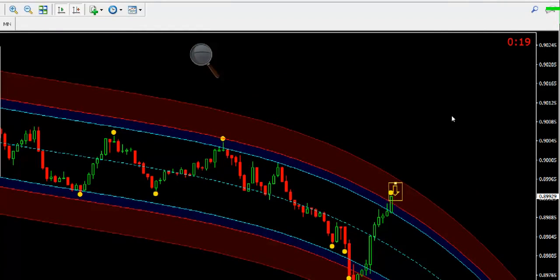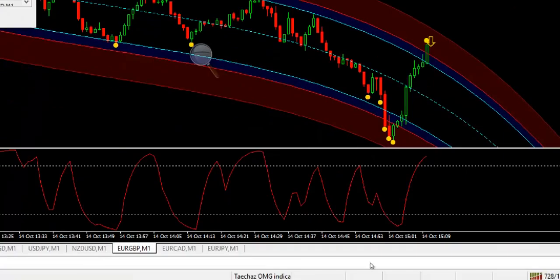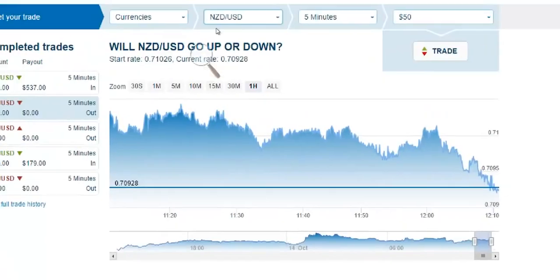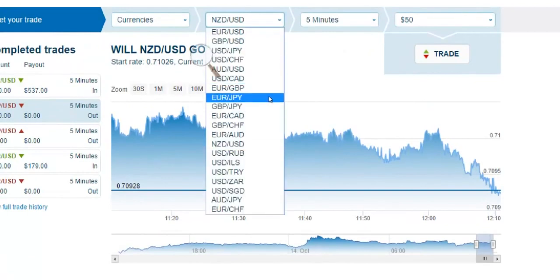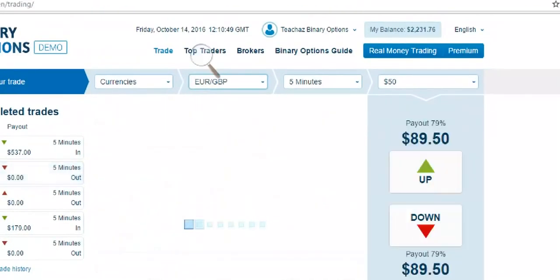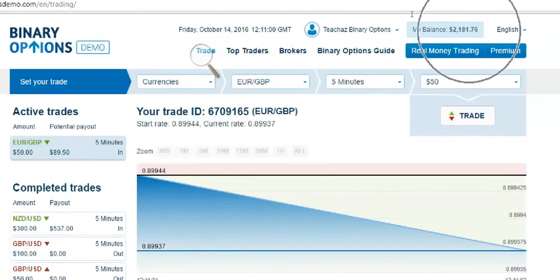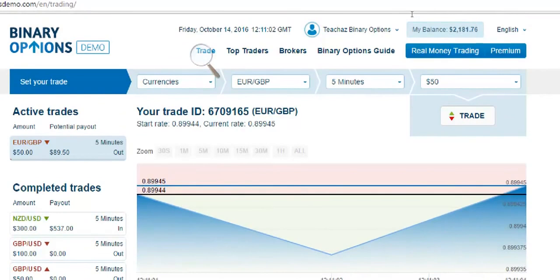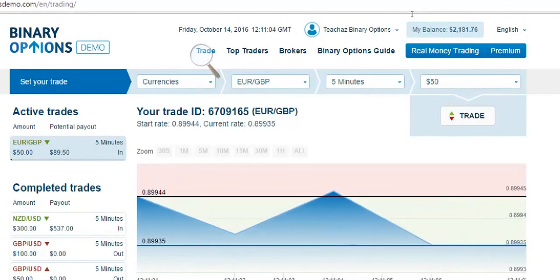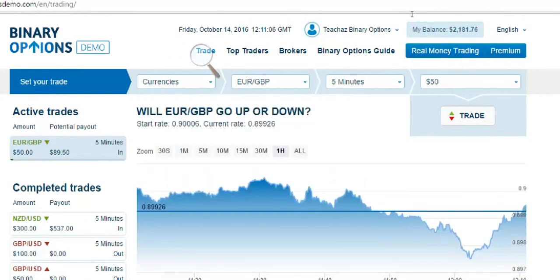So I'll end on the formation of the next candle. You can see it's already 12 seconds left, so I can quickly rush to the trade. As you can see, guys, here I already have 2,231, which I won. I started with the 1,000. I won the 1,000 over like in 1 day's time.